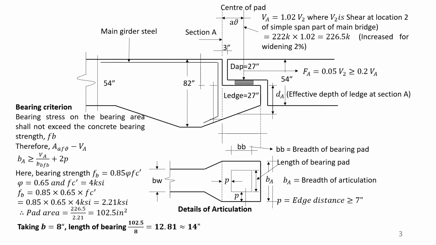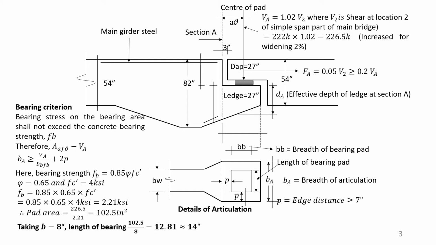The bearing pad is made sufficiently strong. It will not squeeze. If there is any little deformation, that will not affect the whole design of the bridge. And the size of this neoprene bearing pad depends on the concrete strength and bearing criteria. From bearing criteria we have found out the dimension of this bearing pad, and we will go through those line by line.